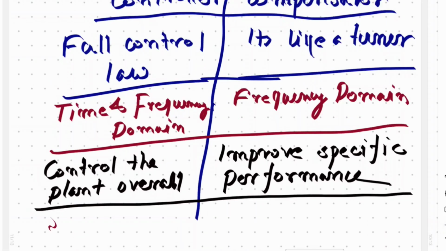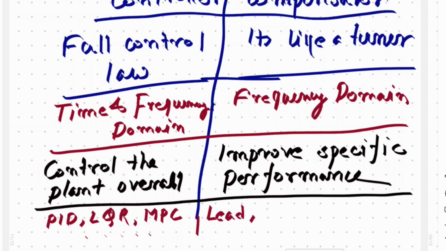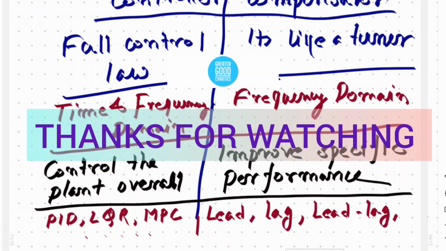Examples of controllers are PID, LQR, MPC, and so on. And compensators are lead compensator, lag compensator, lead-lag. So these are the examples of controller and compensator, and this is the comparison of controller and compensator. Okay, thank you.